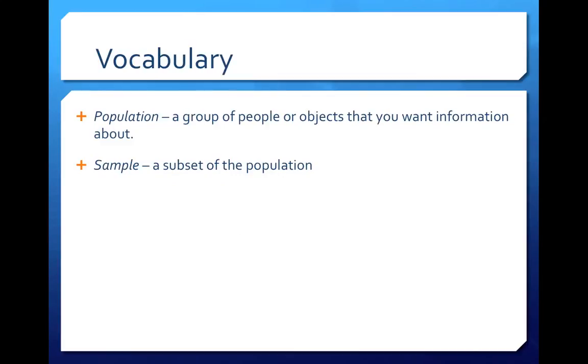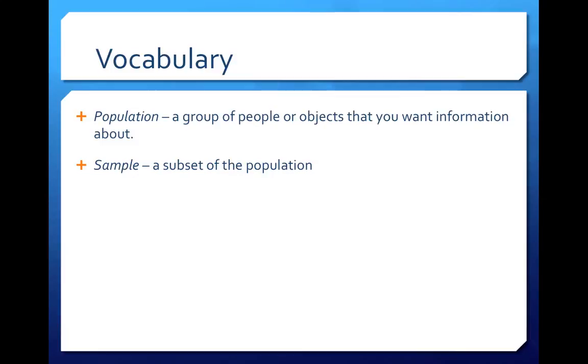So let's start with a little bit of vocabulary. When you are taking a survey, you have a population of people that you're interested in and a sample of people that you're actually going to survey. So the population is a group of people or objects that you want information about. A sample is a subset of that population. Usually you are in a situation where you are not able to interview or to survey everyone in the population. So you survey some people in the population, and that smaller set of people is called your sample.